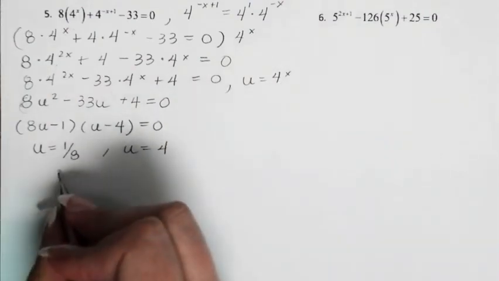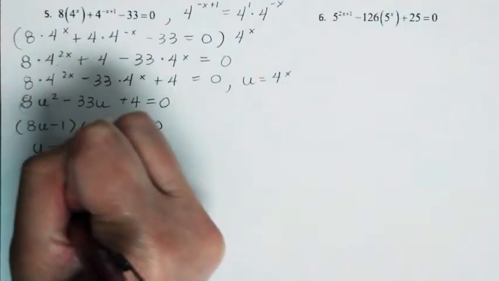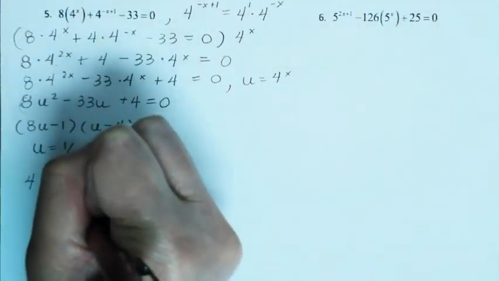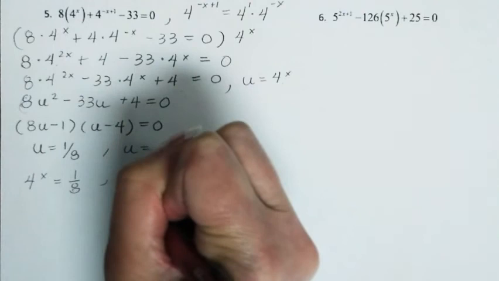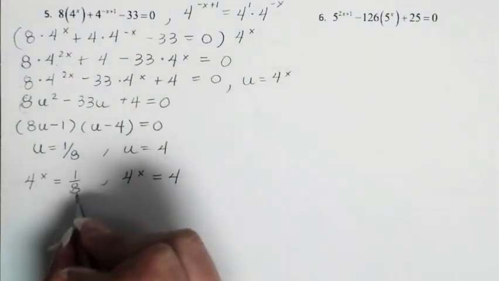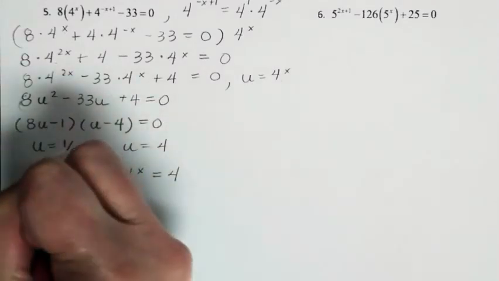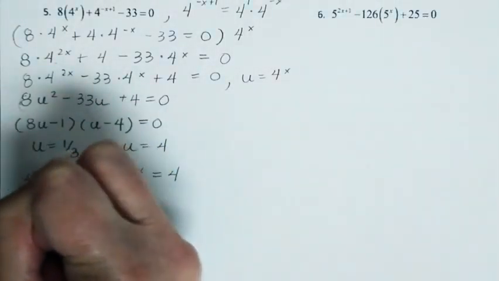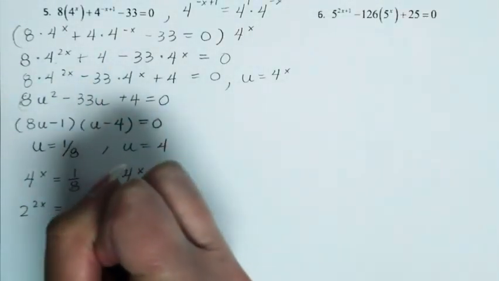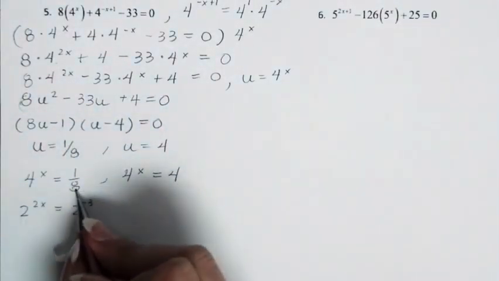So what are you going to do here? You have that 4 to the power of x is equal to 1 over 8. In this case you have 4 to the power of x is equal to 4. So this one, you're going to tell me how in the world I'm going to do this. Well, you know that this is 2 squared. So 2 squared to the x is 2 to the power of 2x, and for this one you know that 2 to the power of negative 3 is 1 over 8.